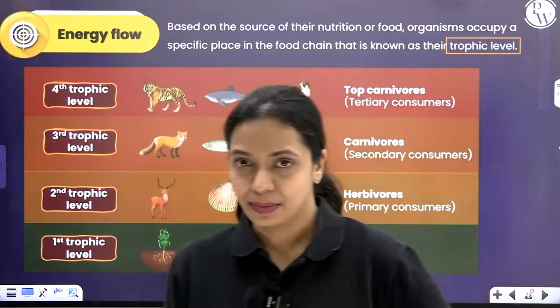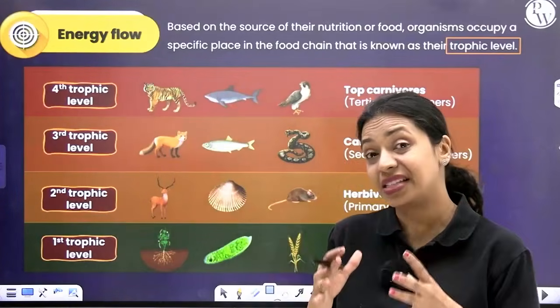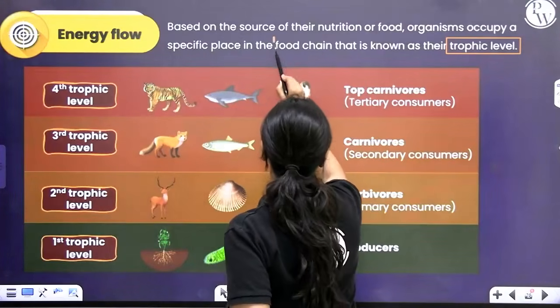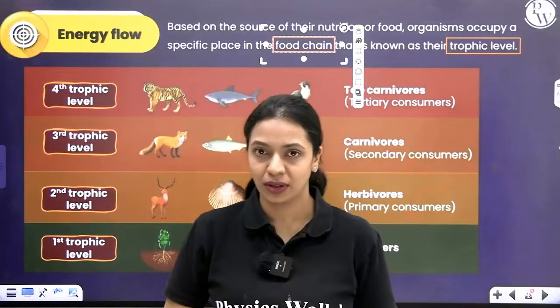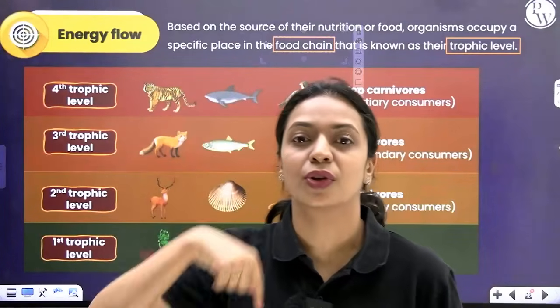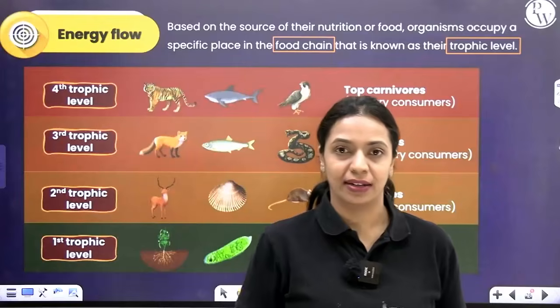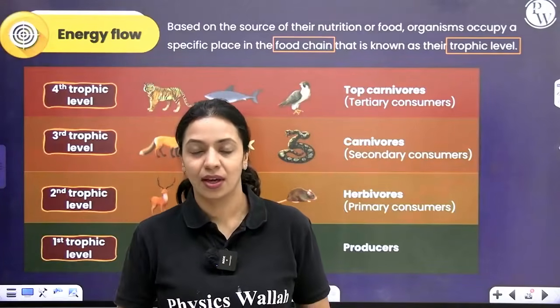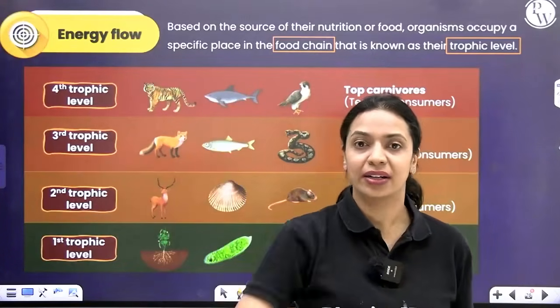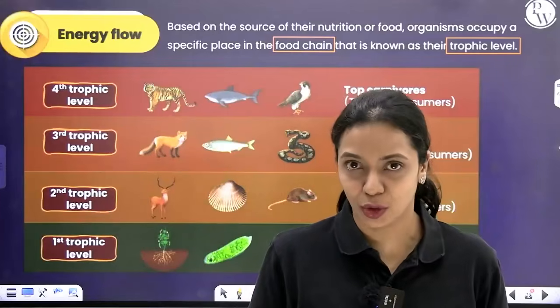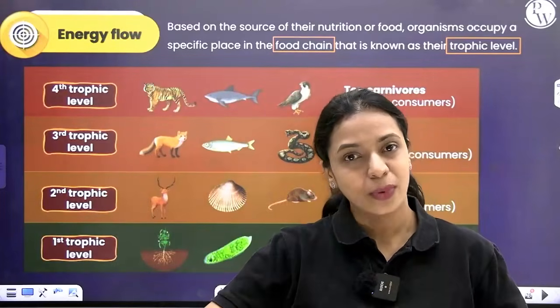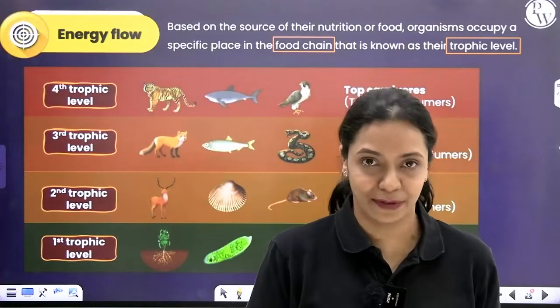Every organism occupies a specific place in the food chain. Now what does that depend on? It depends on the source of your nutrition. Are you eating a plant? Can you synthesize your own food? Are you directly dependent on plants or indirectly dependent on plants? How do you obtain your food? Based on that, we have different trophic levels.